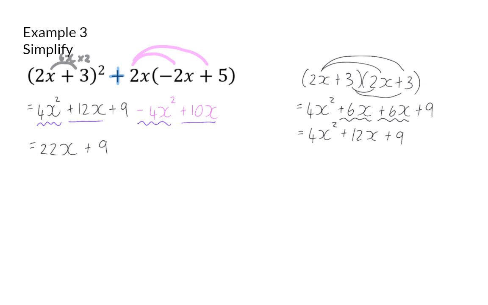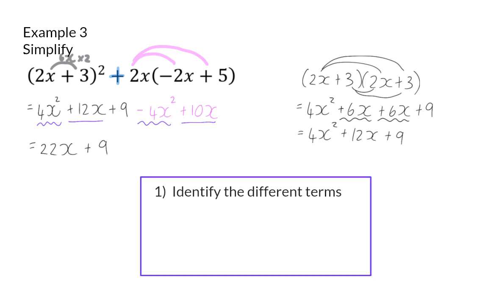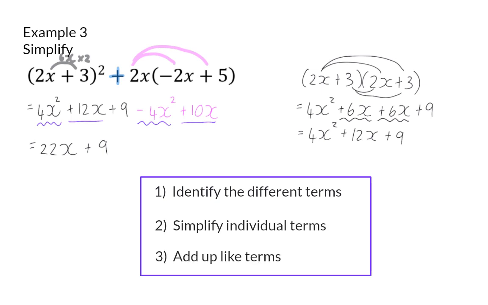From the three examples, you can see that multiplication of binomials can occur in many different expressions. The important thing to remember is to always start by identifying the number of terms. Then you simplify each term on its own, and finally add up the like terms.